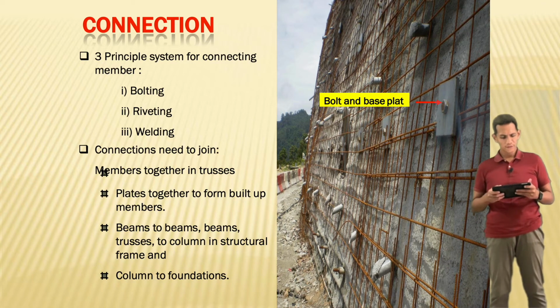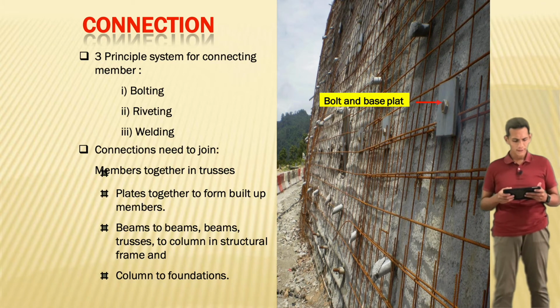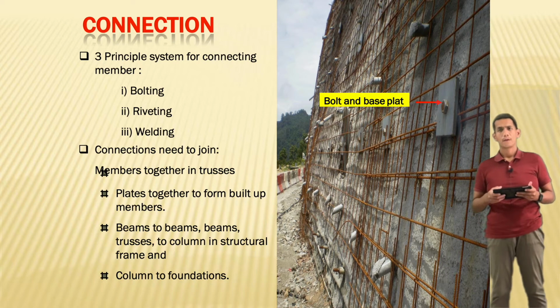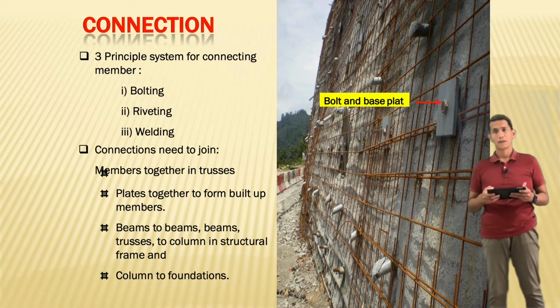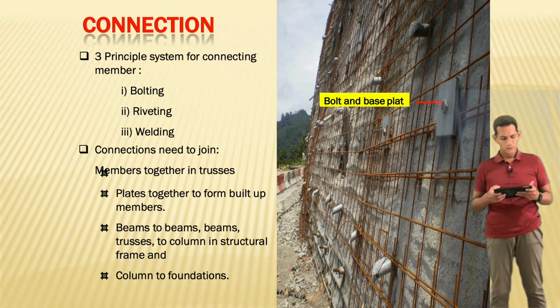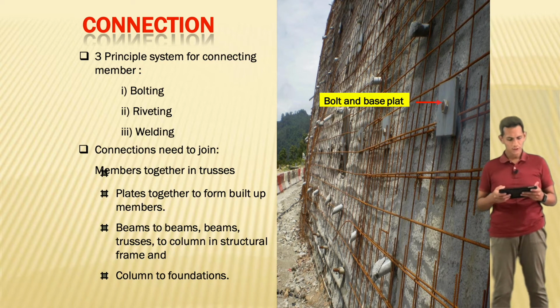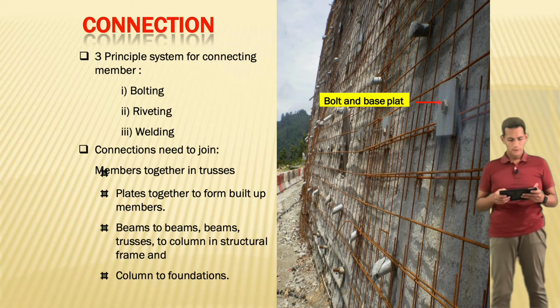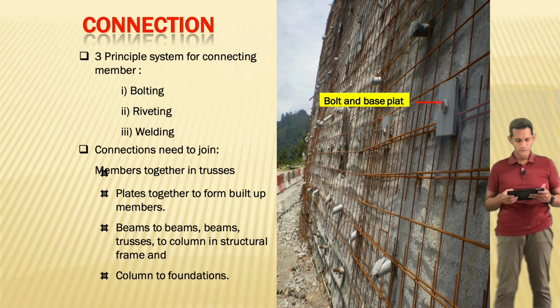Three principal systems for connecting members: bolting, riveting, welding. Connections need to join members together in trusses, plates together to form build-up members, beams to beams, trusses to column in structural frame, and column to foundations. As shown in the figure, we have bolt and base plate connected together to withstand the retaining wall.